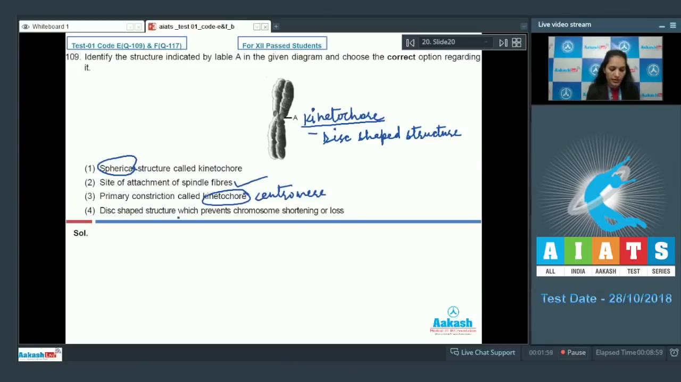Fourth, disc-shaped structure which prevents chromosome shortening or loss. It is a disc-shaped structure, but it does not prevent chromosome shortening or loss. Chromosome shortening and loss is prevented by the end part of the chromosome, which is called telomere. So the correct option for the given question is option number 2. Let's move on to the next question.